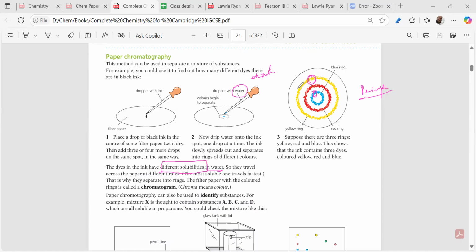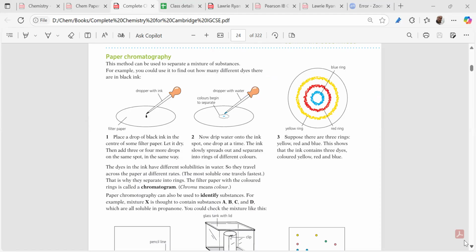Is it clear? So they will be traveling at different rates. This principle is used to separate out the solutes from the solvent. Is it clear? Fine. Now, in this paper chromatography, if we delve deeper, we can understand what we first have to do.